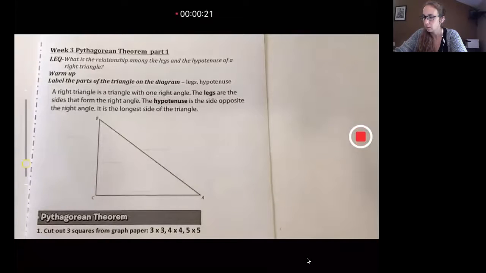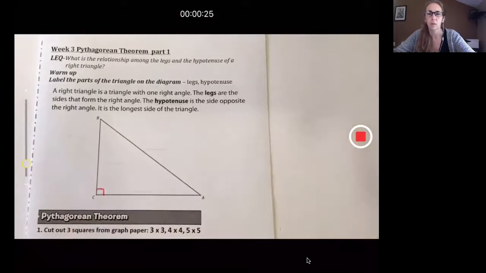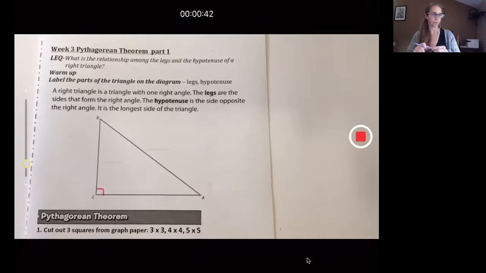Usually it'll be noted with a little square in the corner. The legs are the sides that form the right angle, and the hypotenuse is the side opposite the right angle. It is the longest side of our triangle. So let's go ahead and label the legs and the hypotenuse.